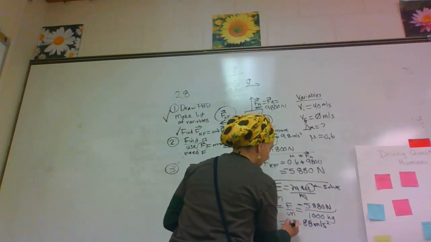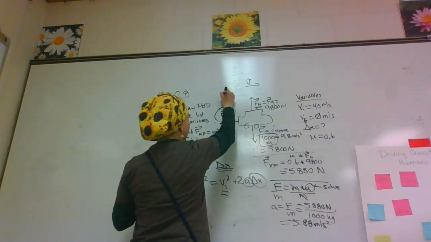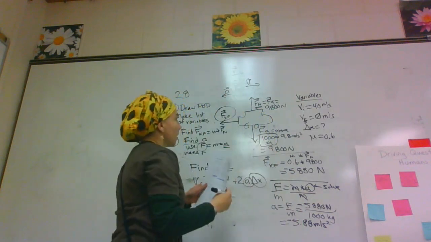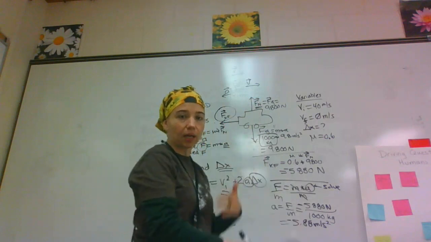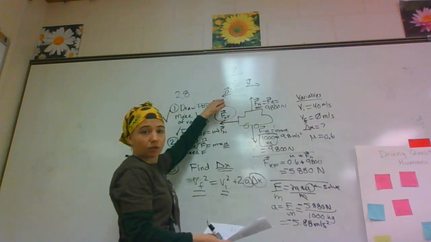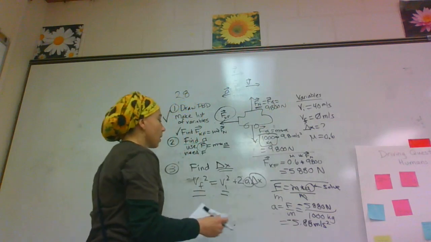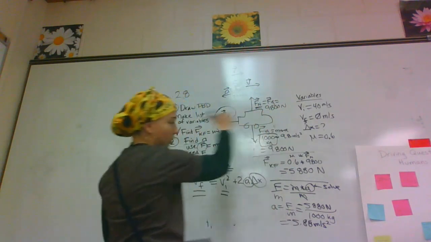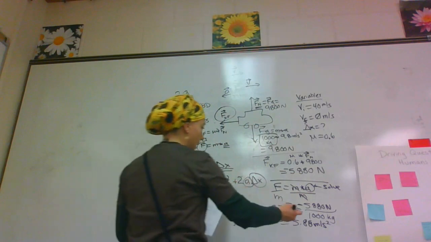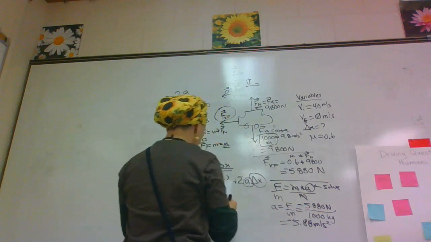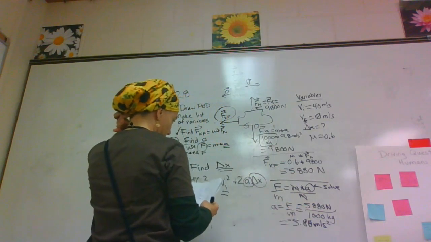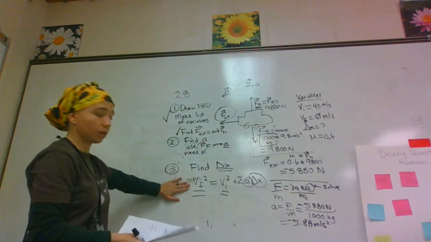When I do this math, my acceleration vector is opposite my velocity. Whenever I'm braking, I'm slowing down, it means my acceleration vector is going the opposite direction from my velocity vector. So my acceleration is in the negative direction. So I have a negative 5.88 meters per second squared. And that's going to be important when I'm solving for delta x from this equation.